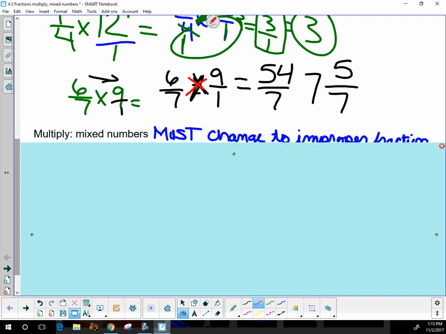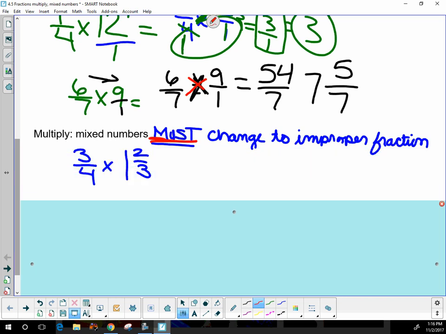Okay. Now mixed numbers. Here's some big blue writing and something's underlined and capitalized. Must change it to an improper fraction. With adding and subtracting, you could kind of take off those whole numbers and deal with them. You cannot do that with multiplying. You can't just put 1 over here, multiply your fractions, and call it a day.